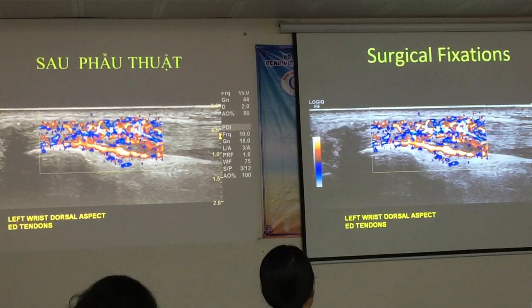And when I was examining it, it had quite a bit of fluid in there. She was quite sore, but when I put colour on, it was very, very florid.